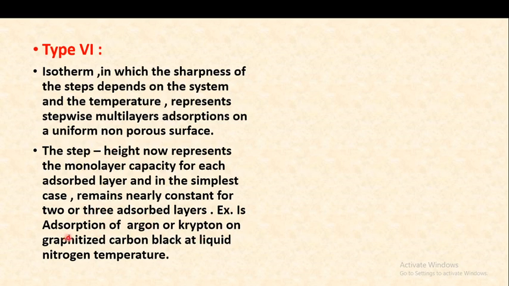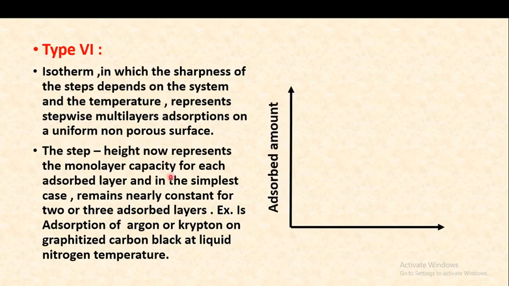And the example is adsorption of argon or krypton gas on graphitized carbon black, at liquid nitrogen temperature. So this is the example of type 6 isotherm in which the sharpness of the step depends on the system and the temperature, and it represents the stepwise multilayer adsorption on a non-porous surface. So how is the nature of the graph for this? If we plot a graph of adsorbed amount versus relative pressure, we get different steps.